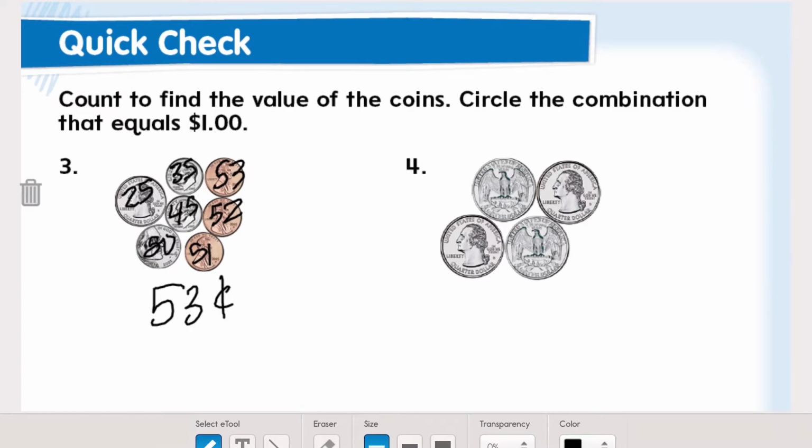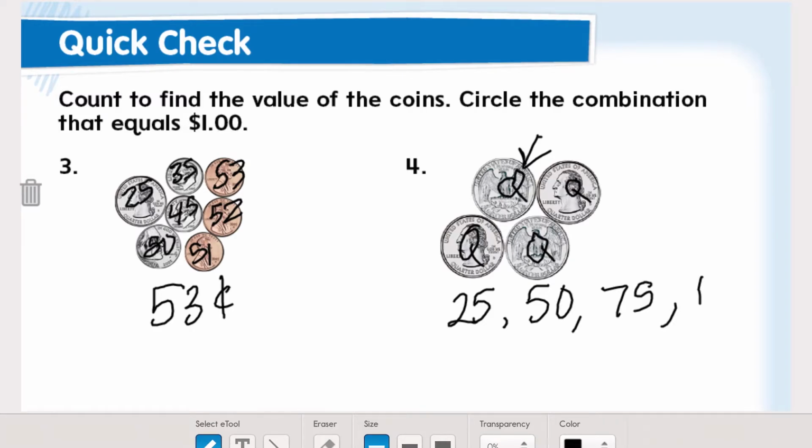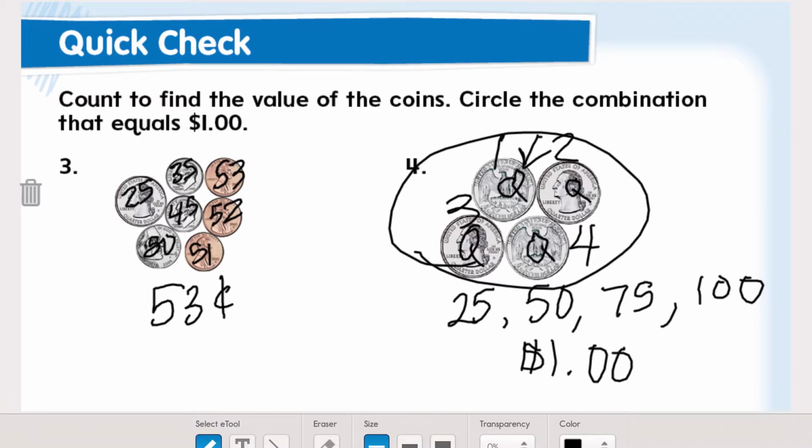And then we have 4 quarters. This is the back of a quarter. Now many of the quarters have different kinds of backs, but you can tell by the size of it and the shape of it that this one is in fact a quarter on the back. These are all quarters. Okay, and we know we've been practicing counting by 25s. We go 25, 50, 75, $1. And we have 4 of them, 1, 2, 3, 4, which means we have $1 or 100 cents.